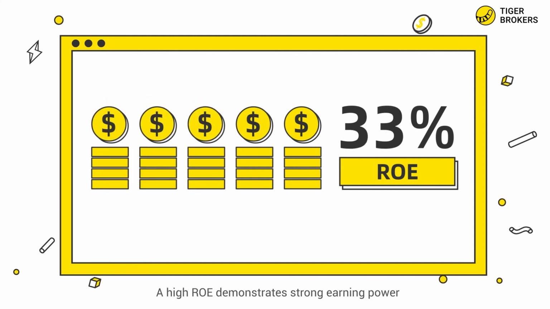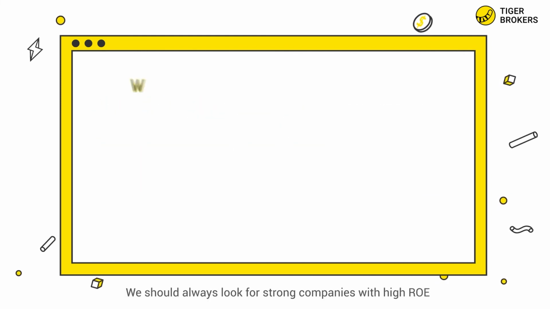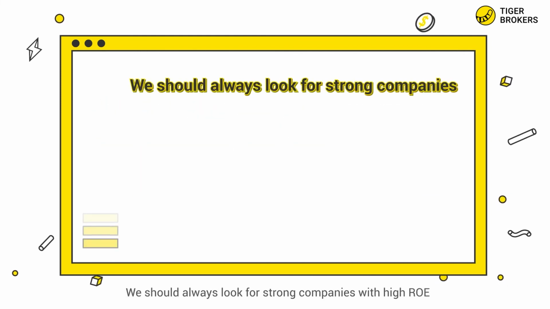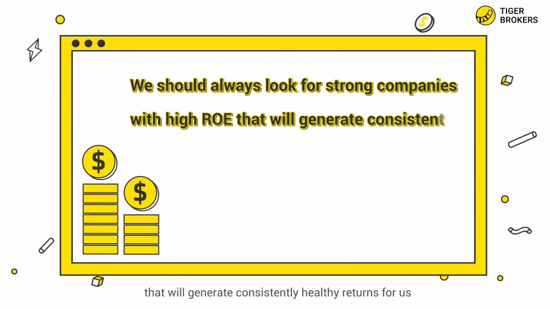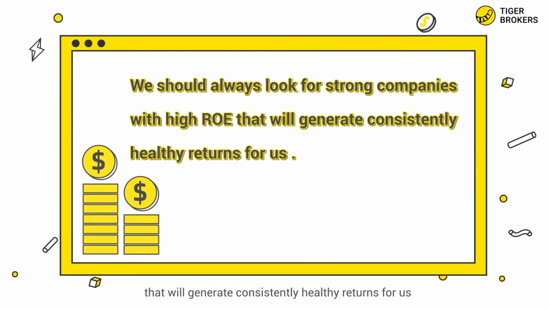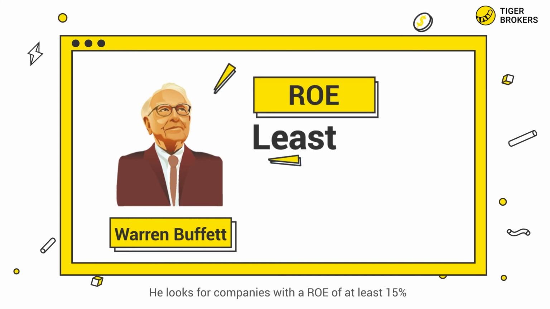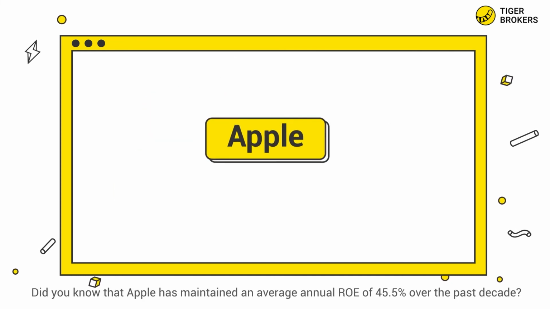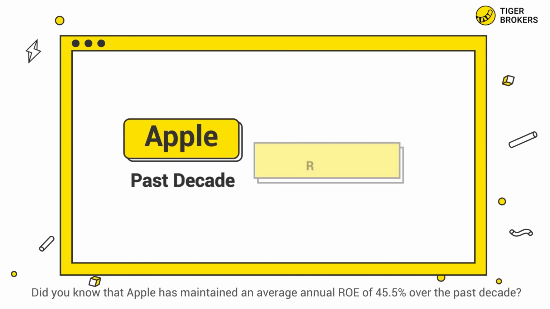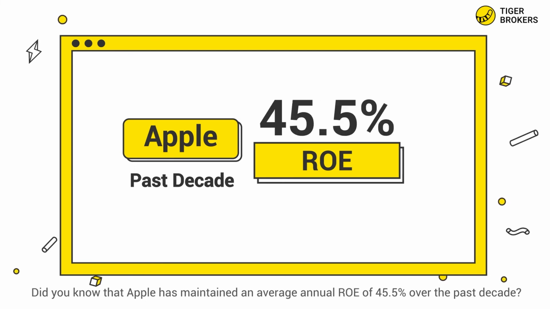A high ROE demonstrates strong earning power. We should always look for strong companies with high ROE that would generate consistently healthy returns for us. ROE is one of Buffett's favorite indicators. He looks for companies with an ROE of at least 15%. Did you know that Apple has maintained an average annual ROE of 45.5% over the past decade?